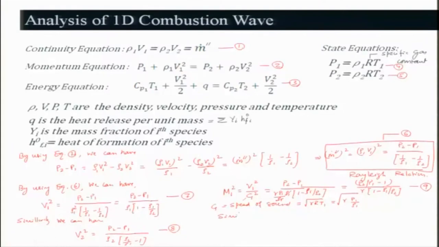Similarly, we can have M2 square, the Mach number at station 2 square, is nothing but 1 minus p1 by p2, gamma, rho2 by rho1 minus 1. So now we can relate this pressure ratio, density ratio and gamma to the Mach number, right. In other words, the Mach number at both the stations can be expressed in terms of pressure ratio, density ratio and gamma.